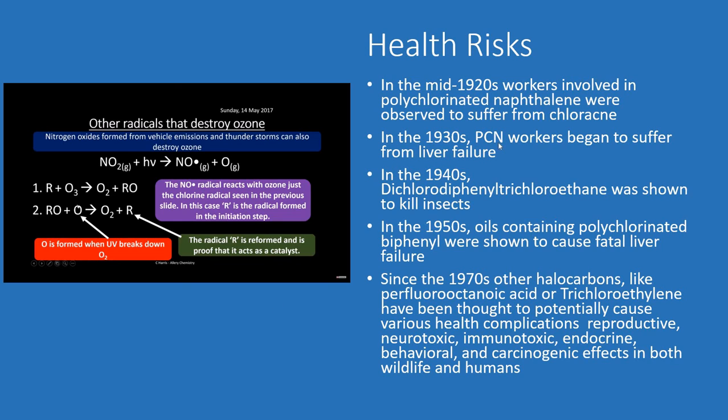So, health risks. In the mid-1920s, workers involved with PCN were observed to suffer from chloracne. In the 1930s, they began to suffer from liver failure. In the 1940s, a big molecule was shown to kill insects. And in the 1970s, we see another 2 large molecules, which I cannot say, thought to potentially cause various health complications. These are the health risks.